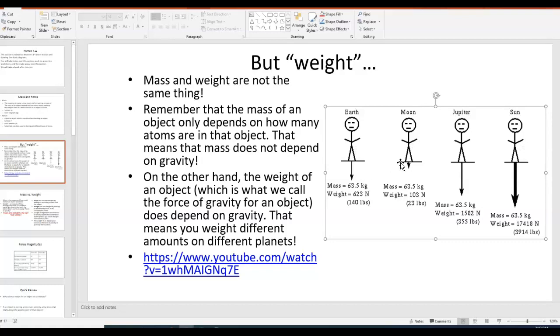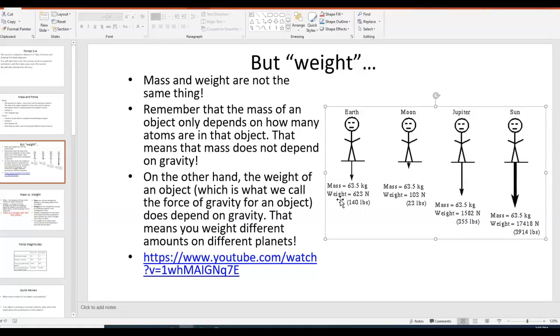Notice that on Earth, the Moon, Jupiter, and the Sun, they have the same mass, because they have the same number of atoms no matter where they go. They have the same amount of inertia. They have the same amount of matter. Their weights are different. If you weigh 140 pounds on Earth and you go to the Moon, you only weigh about 23 pounds. On Jupiter, you would weigh about 355 pounds. On the Sun, you would weigh about 3,914 pounds.